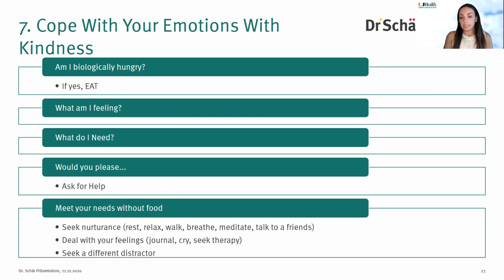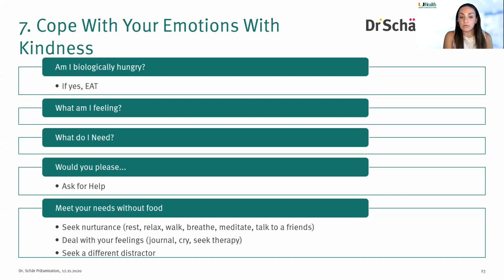Another concept is asking for help. Having a supportive community around you is really important for anyone. So ask a colleague or a family member or a friend to help you with an emotion. And then also learn how to meet your needs without food. Do you need to rest? Do you need to go for a walk? Do you need to meditate?